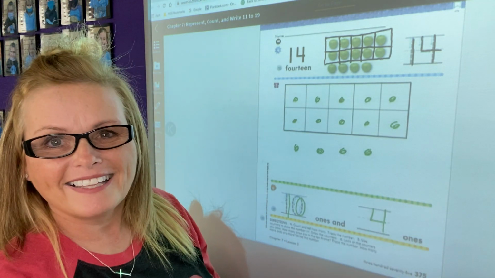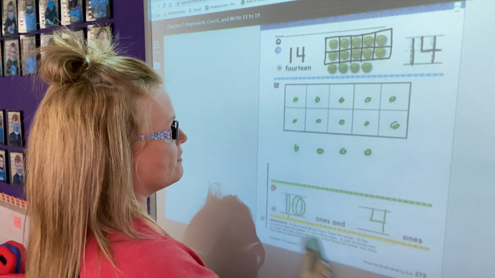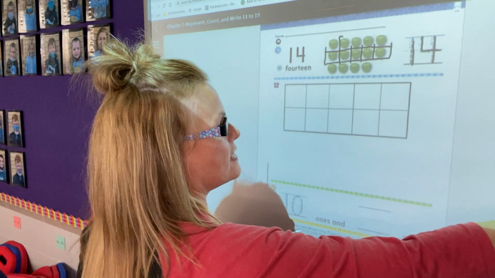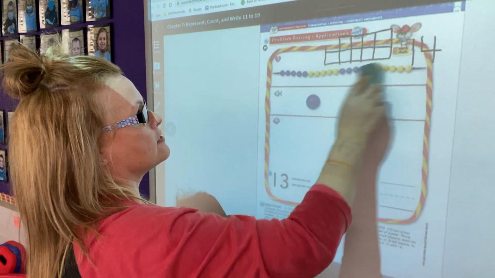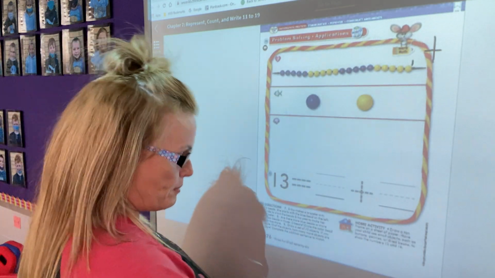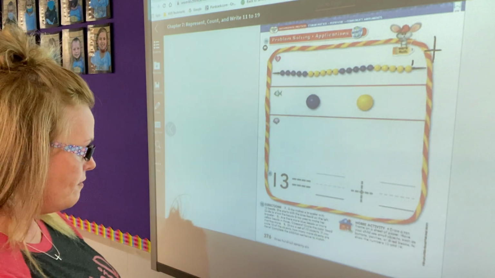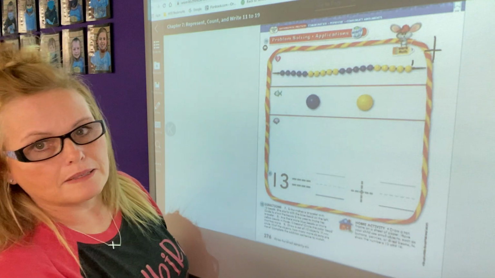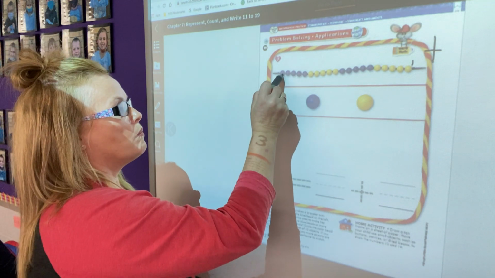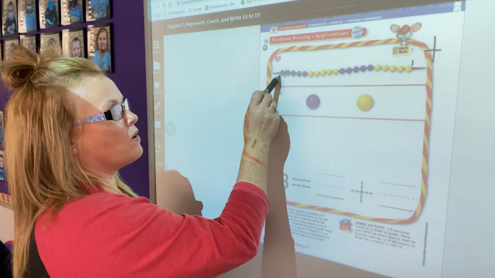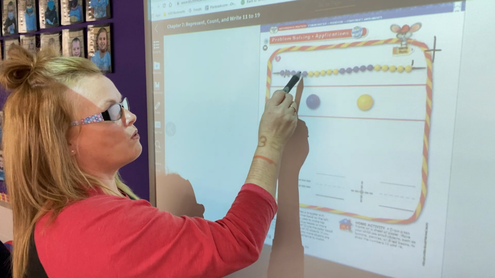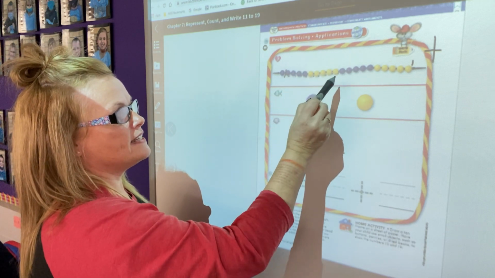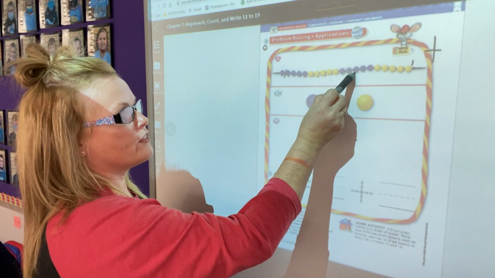Are you ready? Let's finish up on the very last page. Go ahead and turn to page 376. We're going to make a bracelet, just like we've been doing. And in our bracelet, we want there to be 13 beads, okay? We're going to start at the beginning. 1, 2, 3, 4, 5, 6, 7, 8, 9, 10, 11, 12, 13.